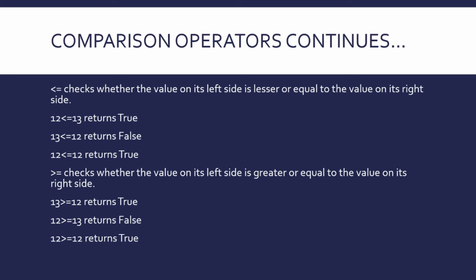So it works this way. Here I have done 13 greater than or equal to 12. 13 is obviously greater than 12, so it returns true. 12 is neither greater nor equal to 13, so it returns false. 12 is not greater than 12, but it is surely equal to 12, so it returns true.